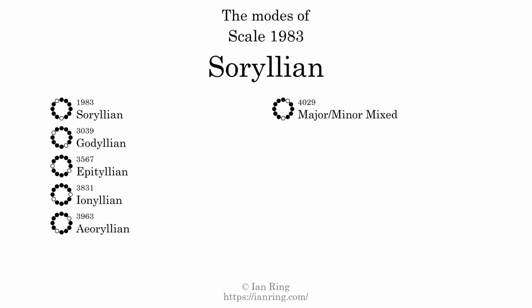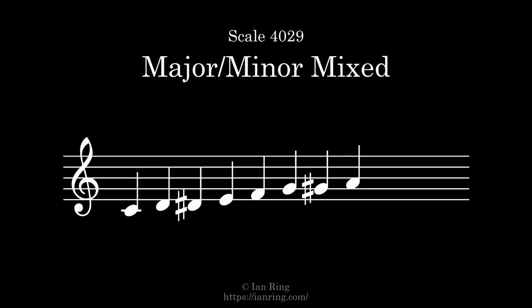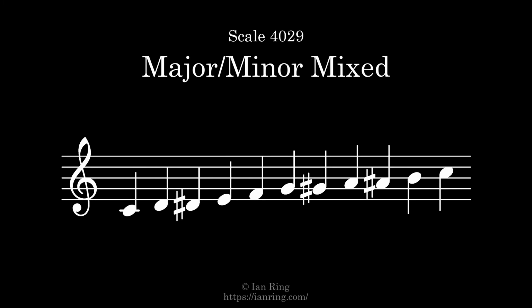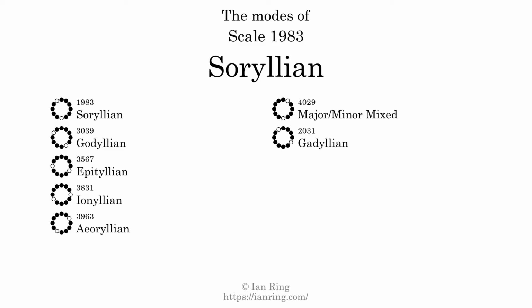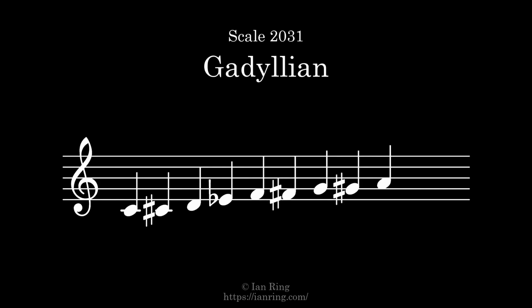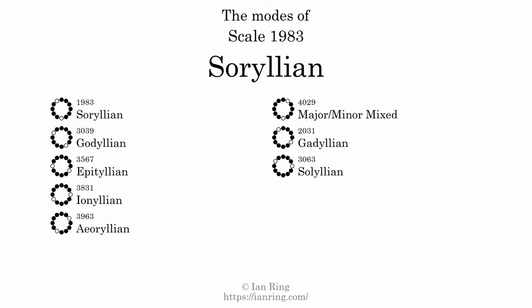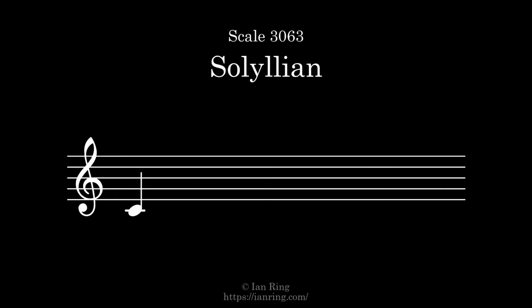The sixth mode is scale 4029, also known as major minor mixed. It sounds like this. The seventh mode is scale 2031, also known as Gadillion. It sounds like this. The eighth mode is scale 3063, also known as Soryllian. It sounds like this.